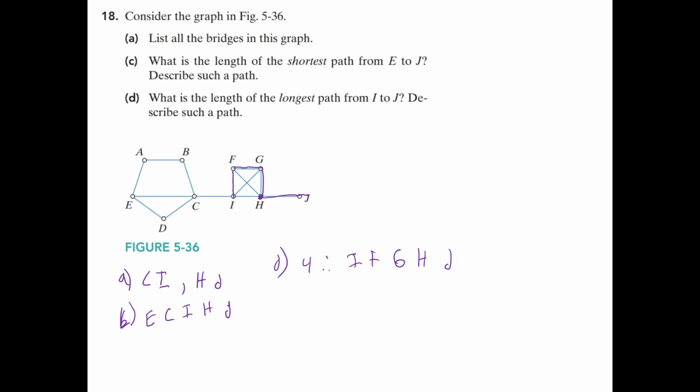Ooh, I forgot to describe for C, I described what is the length, right? So from E to C is 1, from C to I is 2, from I to H is 3, 4. So that's also 4.